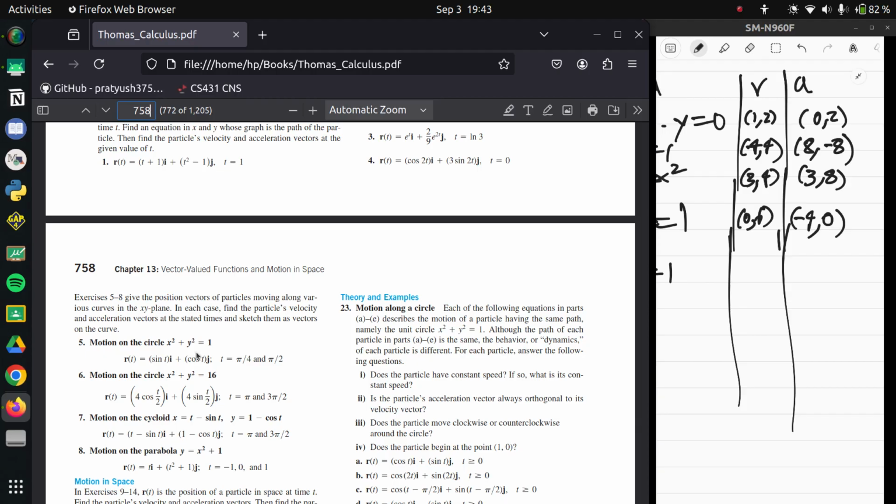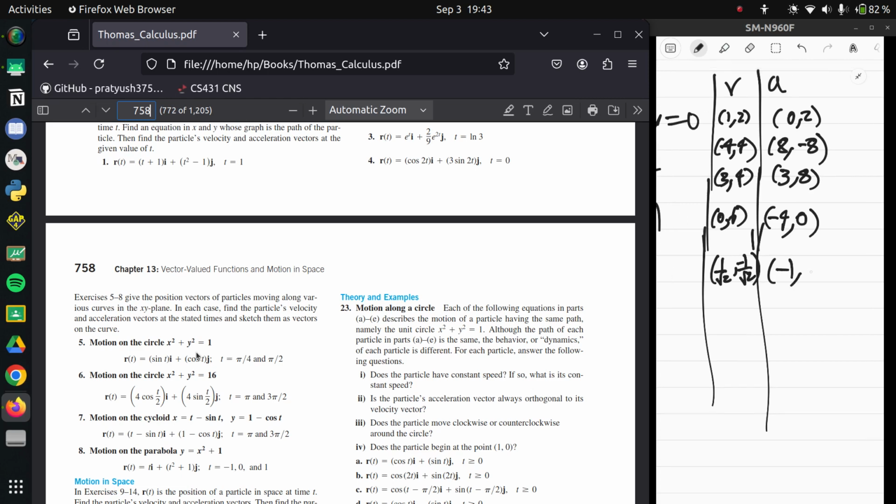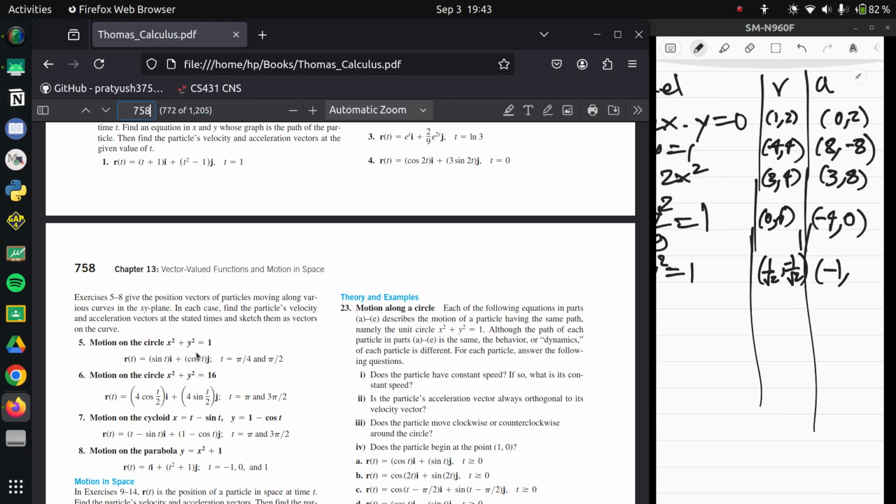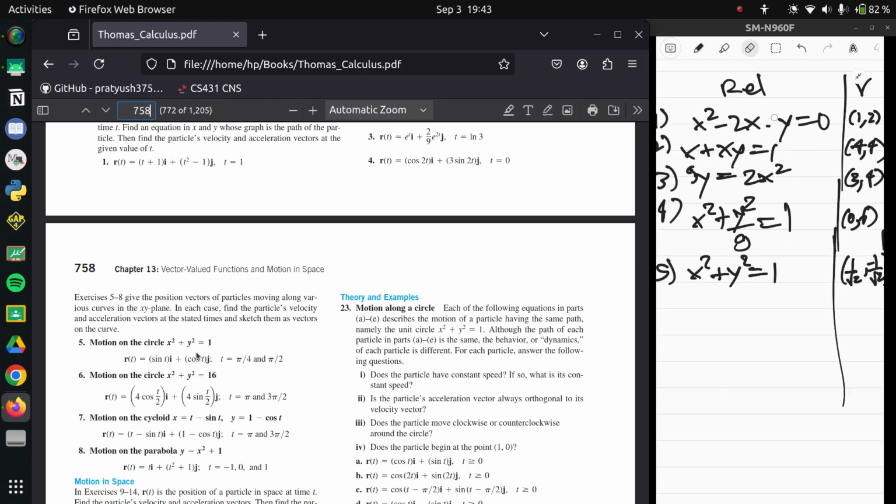So the velocity is just cosine t comma negative sine t at t equal to pi by 4, just 1 by square root 2 negative 1 by square root 2. And the acceleration is just negative sine t comma negative cosine t at pi by 2, and just negative 1 comma 0. Hey, something is messed. Oh, okay, right. So this is supposed to be t equal to what? T equal to pi by 4, and then at pi by 2. So fifth is just t equal to pi by 4.